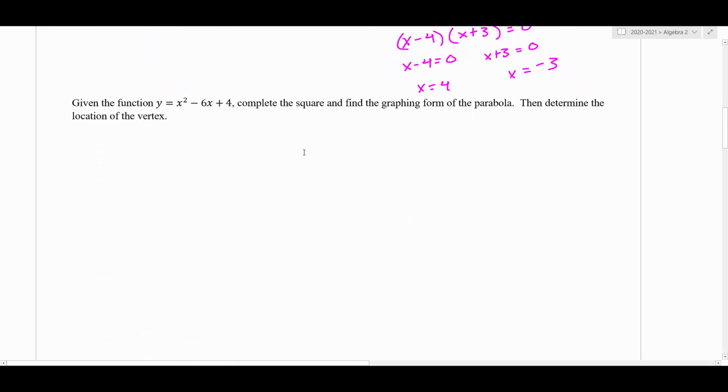All right, so this next one, we have a function again, and this time, make sure you pay attention to the instructions here. It says complete the square. Okay, so they're telling you exactly what to do. They want you to complete the square and find the graphing form of the parabola. So remember, the graphing form looks like this, right? A parentheses x minus h squared plus k. So they're telling you what your equation is going to look like when you're done, and they're telling you how to get there. All right, so I'm going to take this function, I'm going to complete the square. So we need a box.